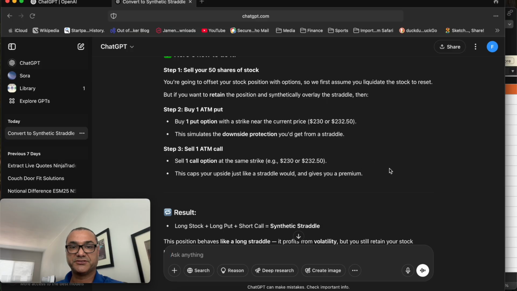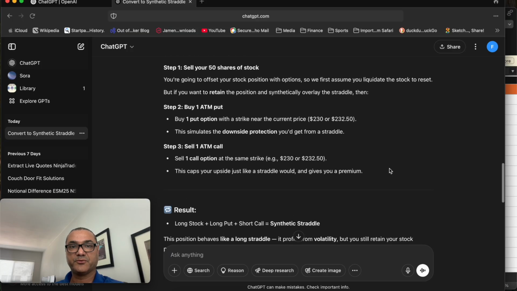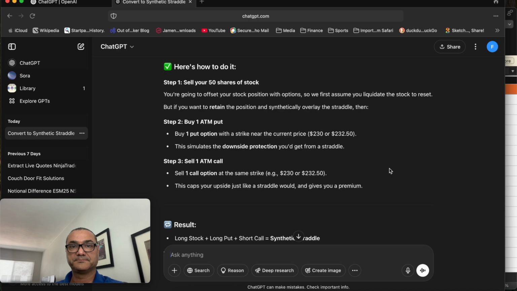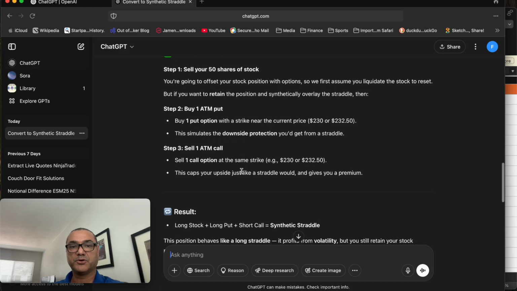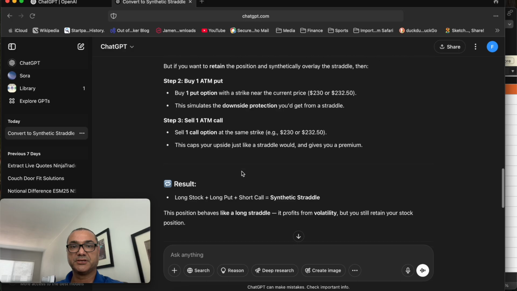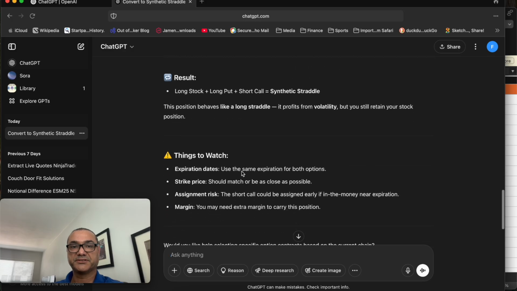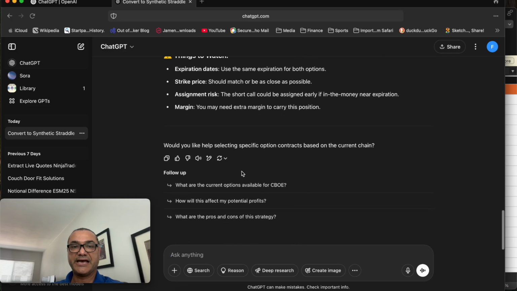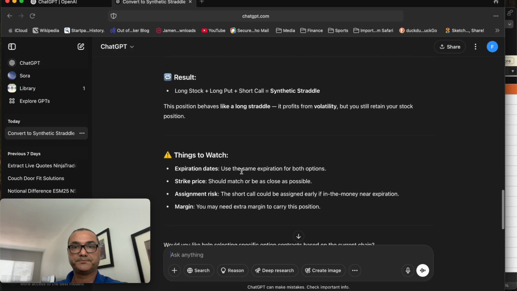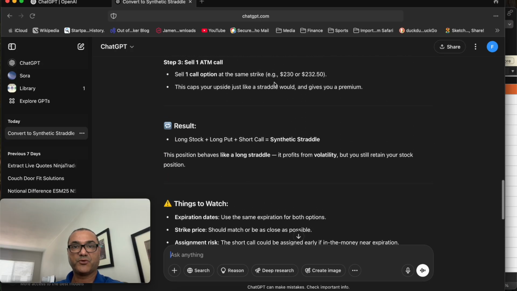Okay, this is another way to do it, but I would not do it this way. And the reason is selling the stock would not be the correct thing to do here, because that would basically leave me flat the stock, and then I'd have a long put and a short call, which would leave me synthetically short the stock, which is not correct. So before I get back to this, let me show you why that is not correct.